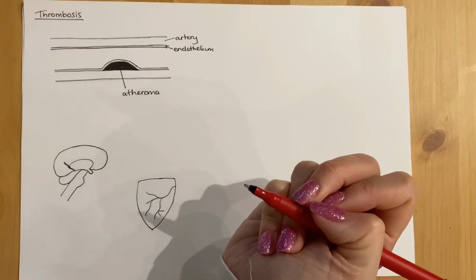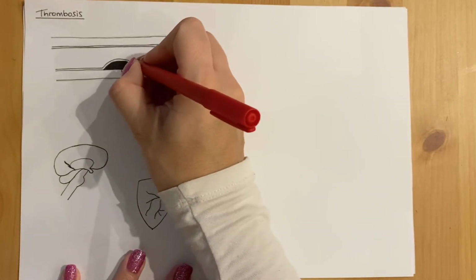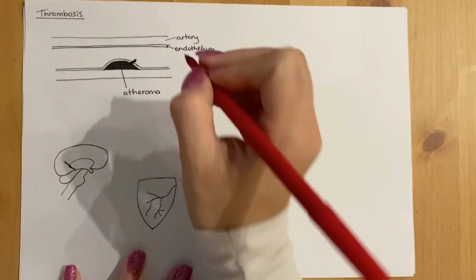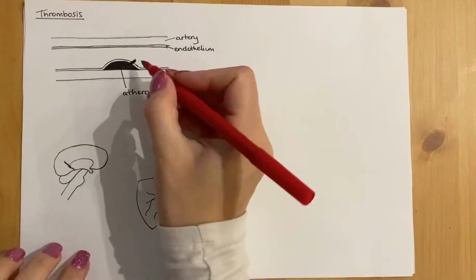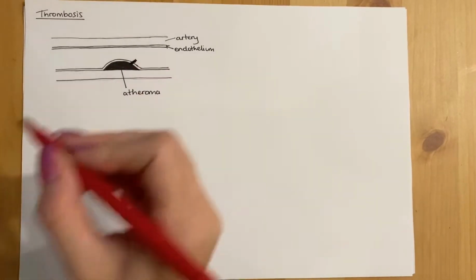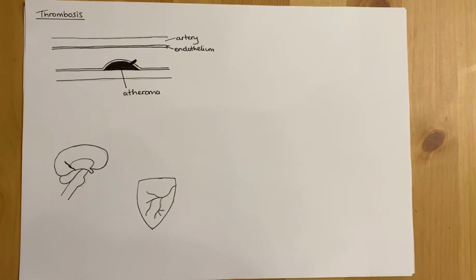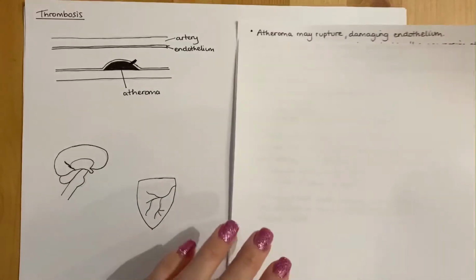Now the issue with this is that if an atheroma ruptures and it bursts through here, it will damage that endothelium. Okay, so when it damages that endothelium, it releases clotting factors which will try and clot this area and seal this wound. So I've written down these points, so I'm going to go through these step by step. So when those clotting factors are released, they then cause a cascade of reactions to happen.